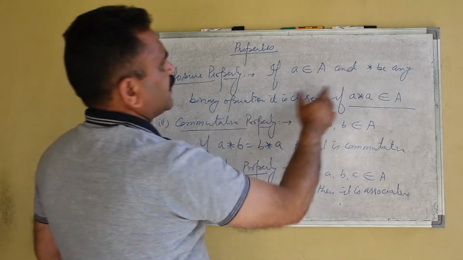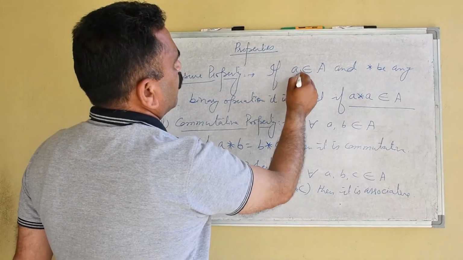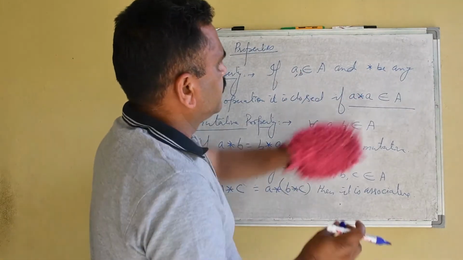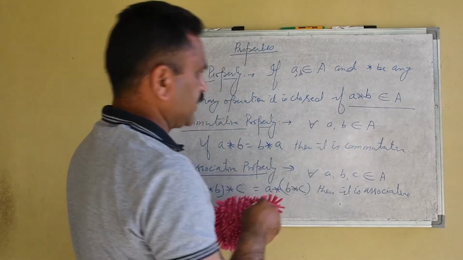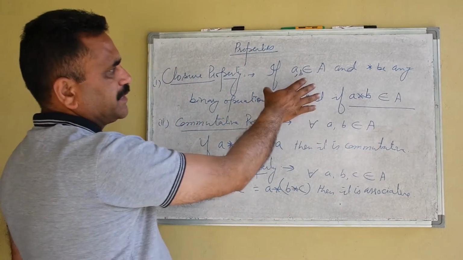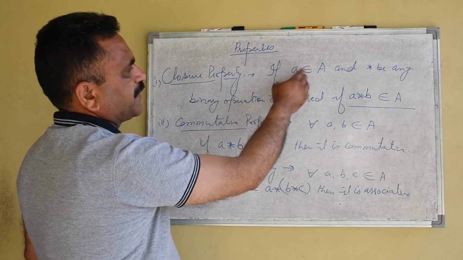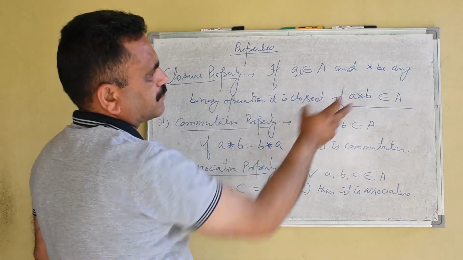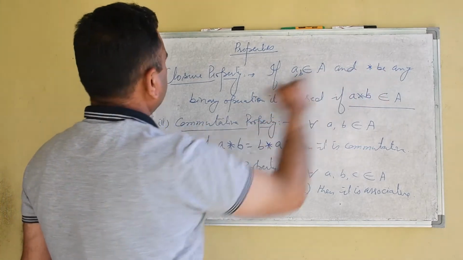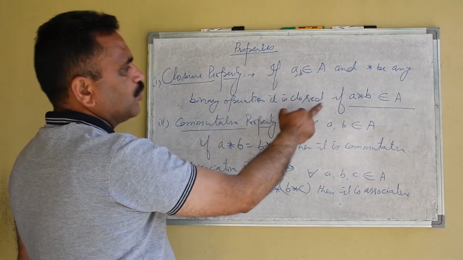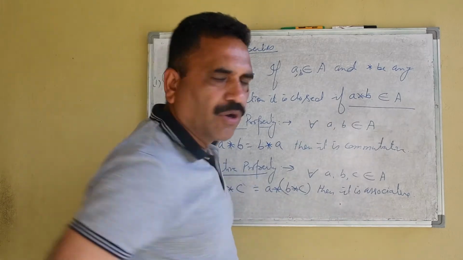Also here we can see, if A, B belongs to A and A star B belongs to A, that means instead of A we can write here A, B, two elements. So if A, B belongs to A and star is a binary operation, it is closed if A star B belongs to A.